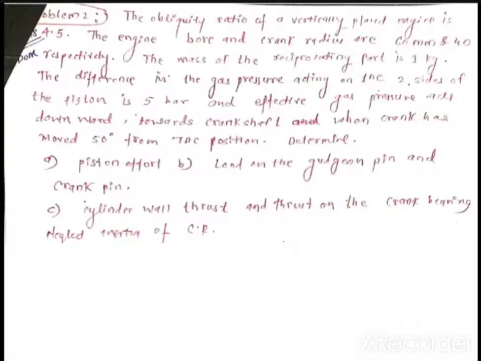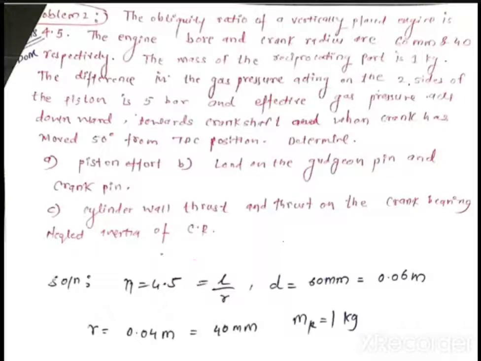Okay. So next problem. The obliquity ratio of a vertically placed engine is 4.5. Okay. So they have directly given you n equal to 4.5. What is n? n is nothing but l upon r. The engine bore and the crank radius are 60 mm and 40 mm respectively. So they have given you D equal to 60 mm. Engine bore is equal to cylinder diameter. Try to understand. Okay, cylinder diameter, and 40, the crank radius.